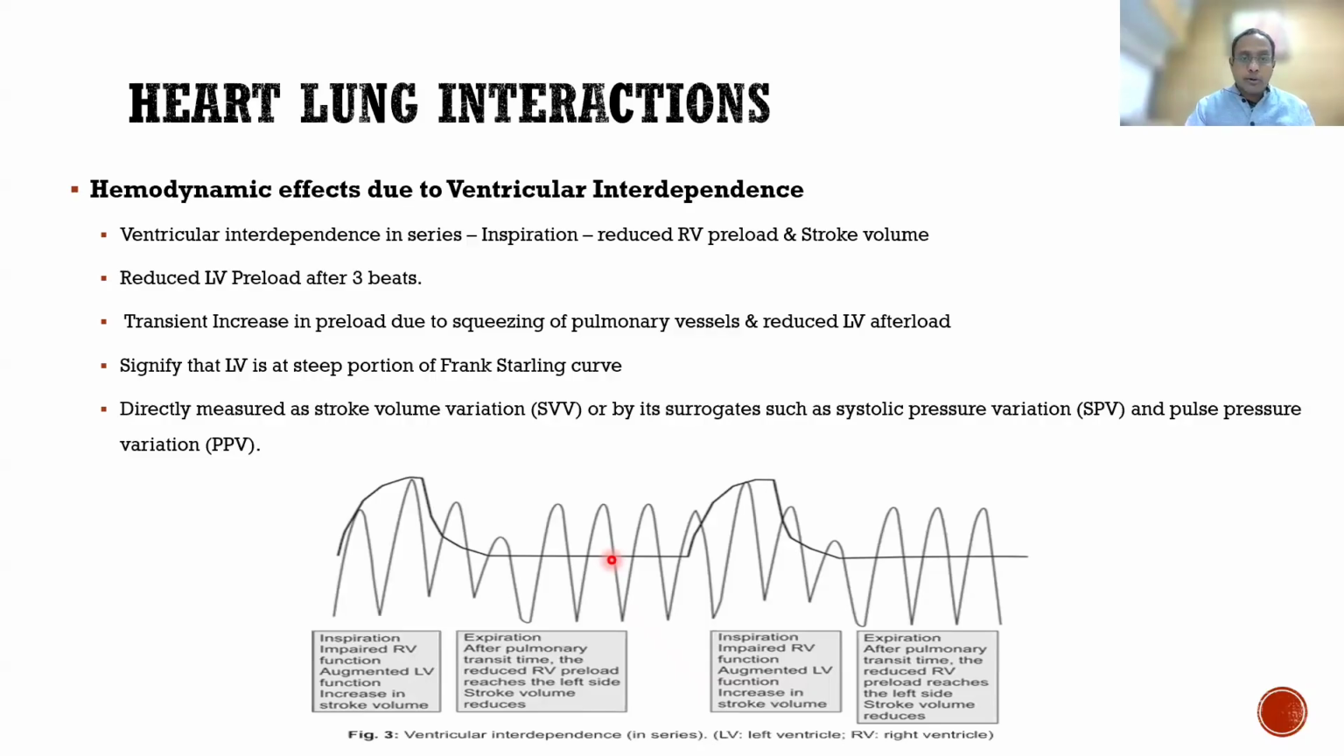So what happens is there is a transient increase in preload due to squeezing of pulmonary vessels, and there is reduced LV afterload during inspiration, positive pressure ventilation. And finally, if the venous return is not appropriate, the LV preload actually decreases. So initially there is an increase, then there is a decrease. You can see from here, initially there is an increase, then there is a decrease. These changes in LV preload and LV afterload are what we measure, and they correspond to the stroke volume variation, the systolic pressure variation and the pulse pressure variation.